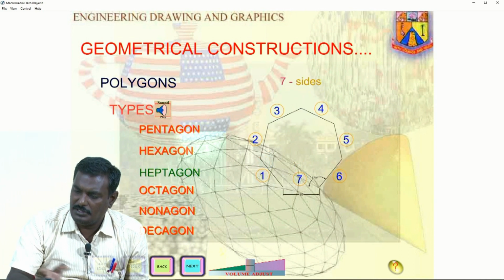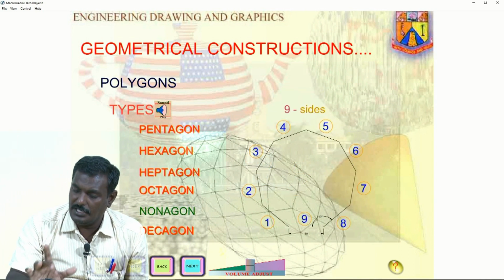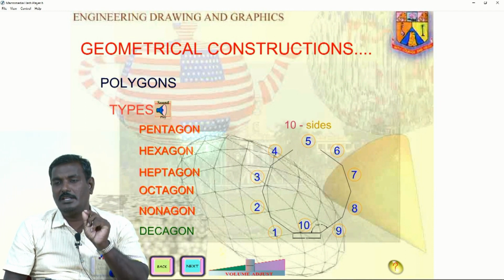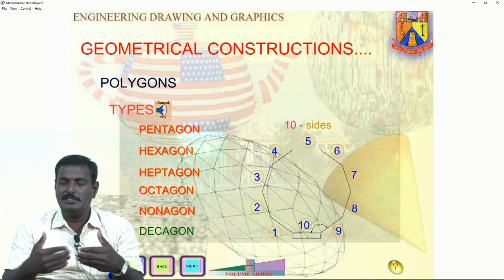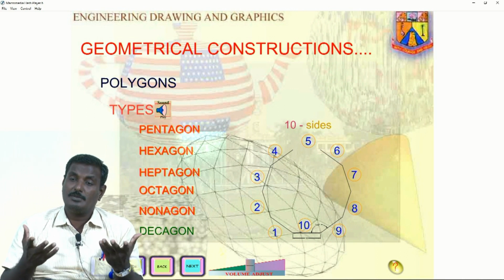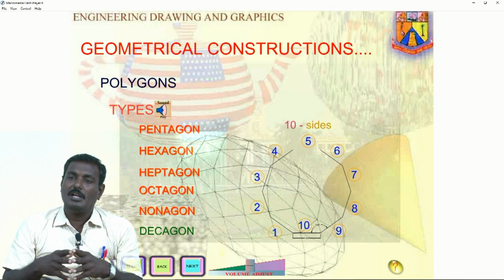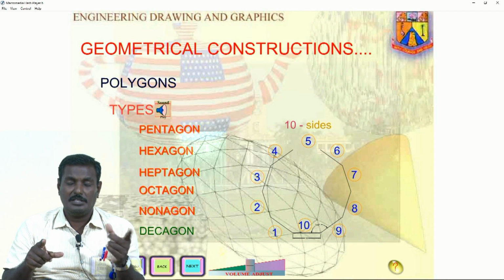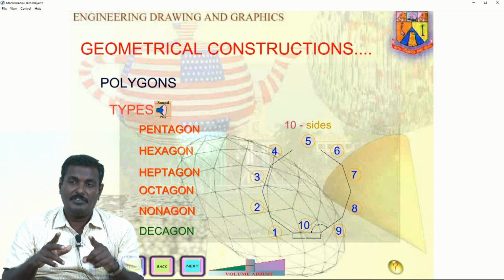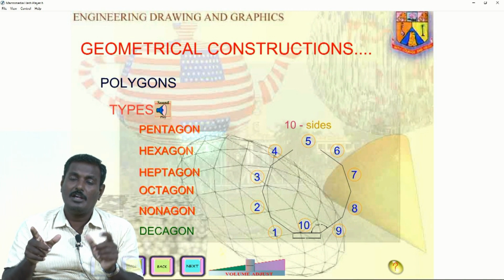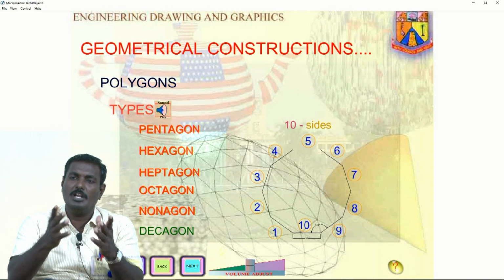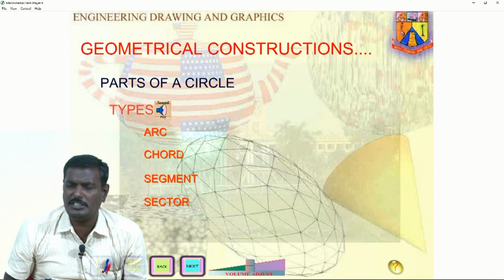Then heptagon, octagon, nonagon, decagon. So, there are different polygons. Polygon has a combination, that is the definition. If anybody asks you what a polygon is, it is a combination of a number of sides. Polyhedra refers to faces. There are different terms. Polygon refers to sides. Poly refers to combination. A combination of a number of sides is called a polygon. Then part of a circle.